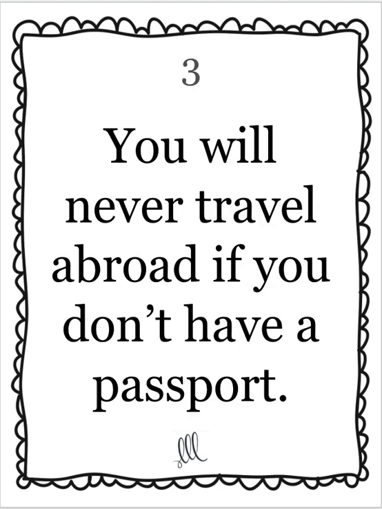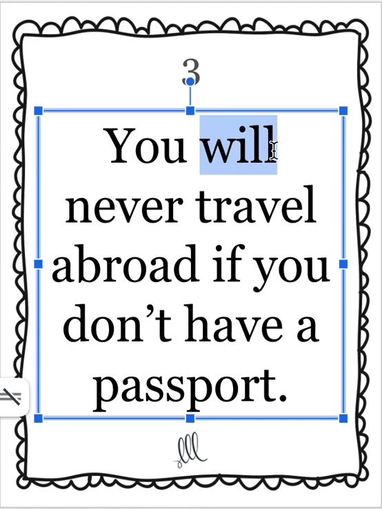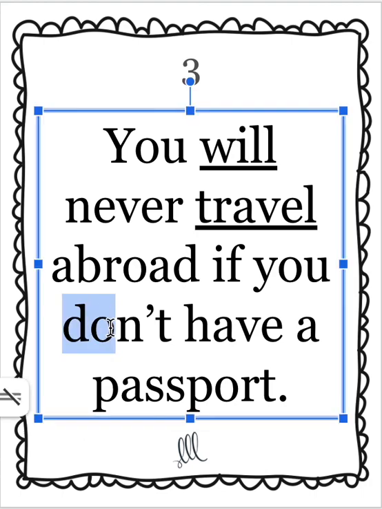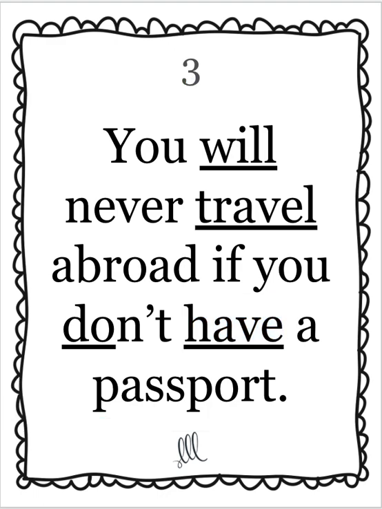Numéro 3, déjà. You will never travel abroad if you don't have a passport. Now, this is also a C clause, so you have two tenses to deal with. Look, we have you will never travel. So the will travel, you need to think about what tense to use. So you will never travel abroad if you do not have a passport. So what tense is that? Yeah, this is a first conditional C clause.